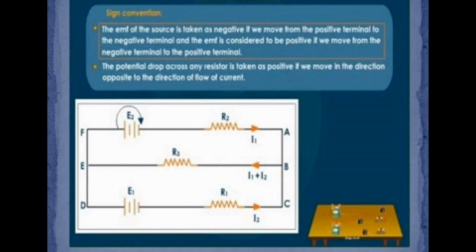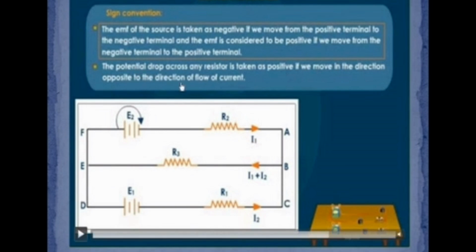In the circuit, the potential drop across any resistance is taken as positive if we move in the direction of the current, and negative if we move in the opposite direction. The EMF of the source is taken as negative if we move from the positive terminal to the negative terminal. Clockwise direction is taken as positive. So if current flows from positive to negative, we take it as positive.